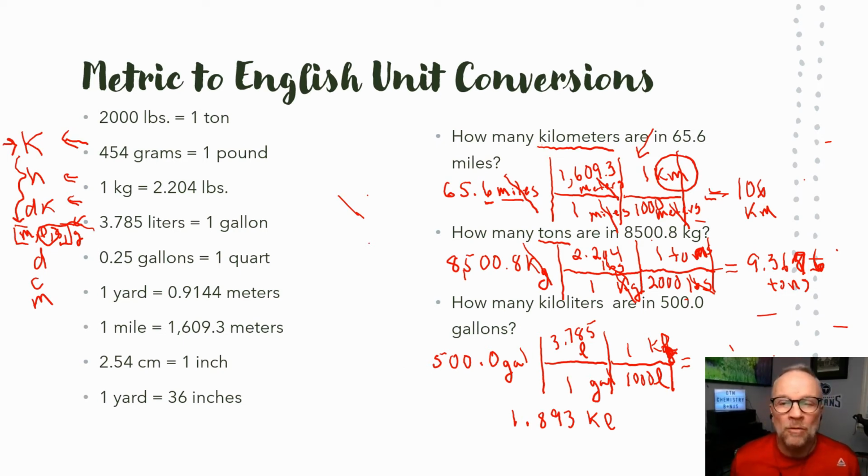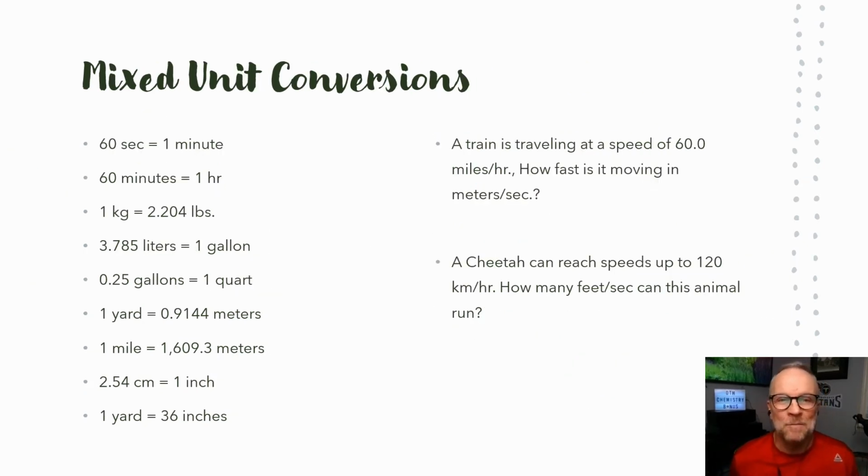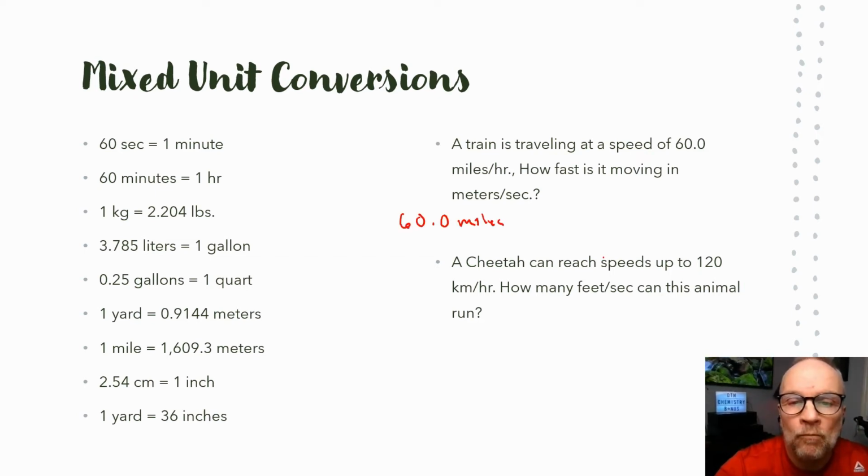So I think on the next one we're going to do some mixed unit conversions. So let's go ahead and get started on those. Those are so much fun. You will love those. Okay, so mixed unit conversions. And these are kind of like if you have two different types of measurements that go together, and then the ones that we're going to do are distance and time type conversions. So we've got 60 miles per hour.